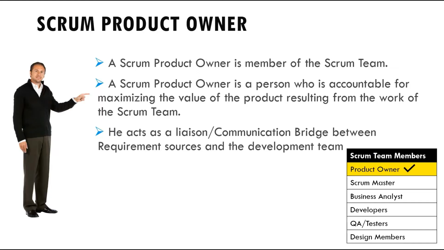Let's get started. A Scrum product owner is a member of a Scrum team. According to the Scrum Guide, a Scrum product owner is a person who is accountable for maximizing the value of the product resulting from the work of the Scrum team. He acts as a communication bridge between the requirement sources and the development team. The requirement sources may be business owners or end users or market research.